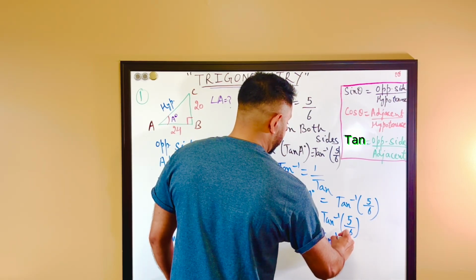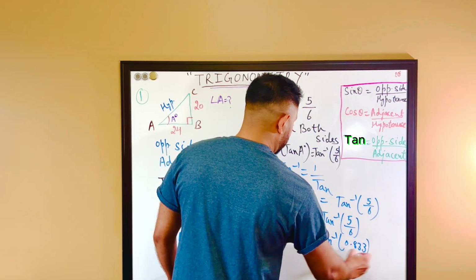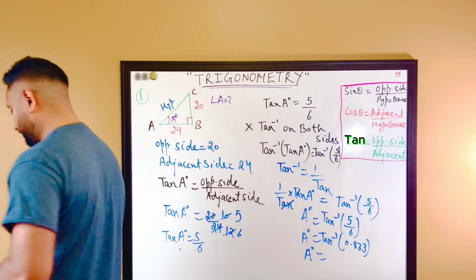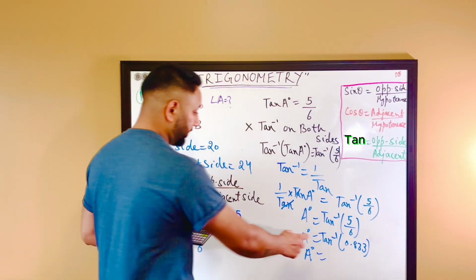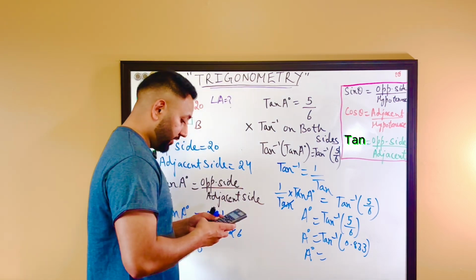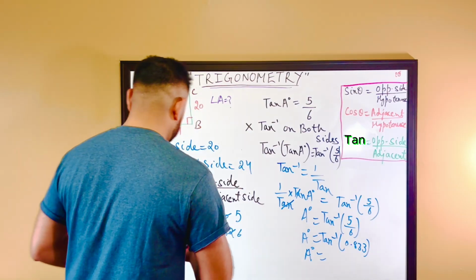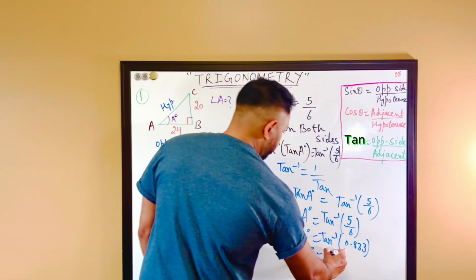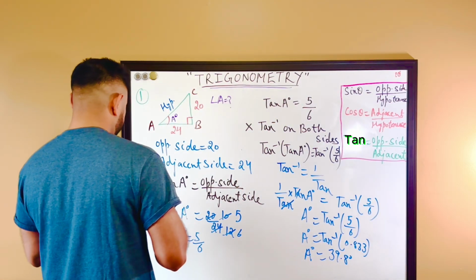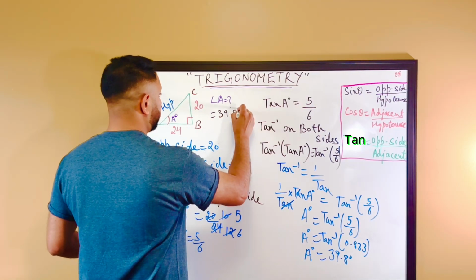So 5 by 6 is 0.833, and now we're going to use a scientific calculator in order to find tan inverse of 0.833. So it comes out to be 39.8 degree. So that means angle A is 39.8 degree.